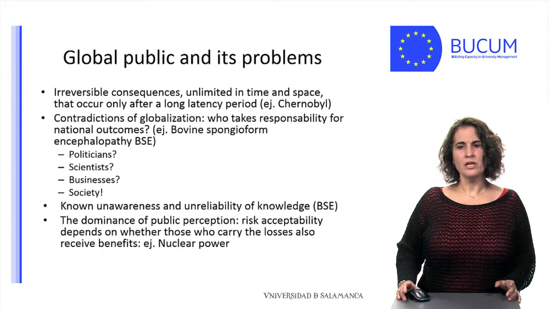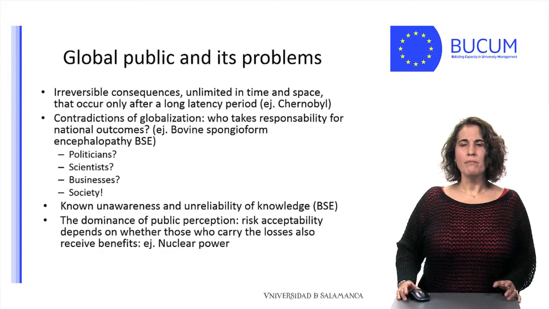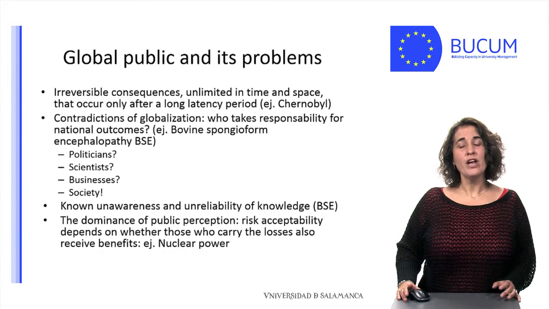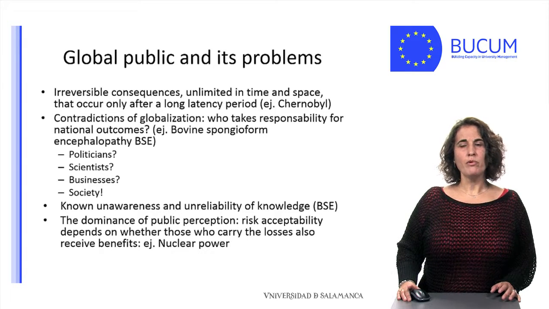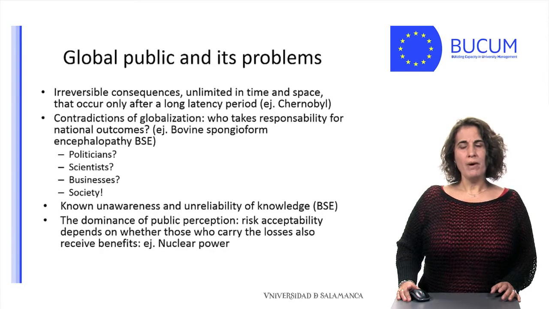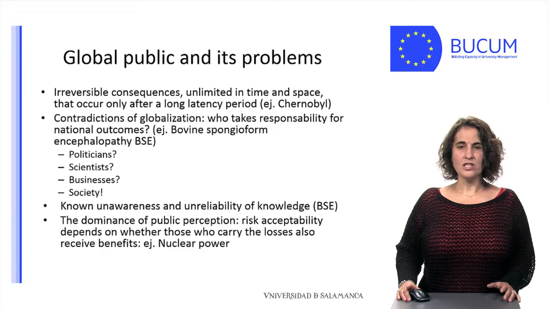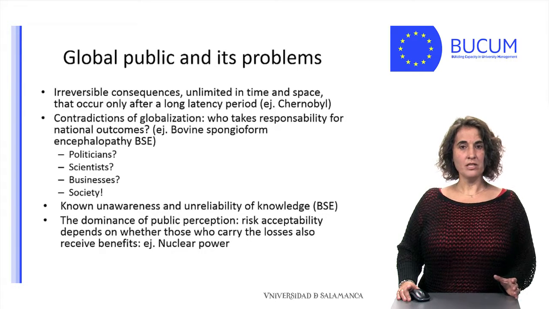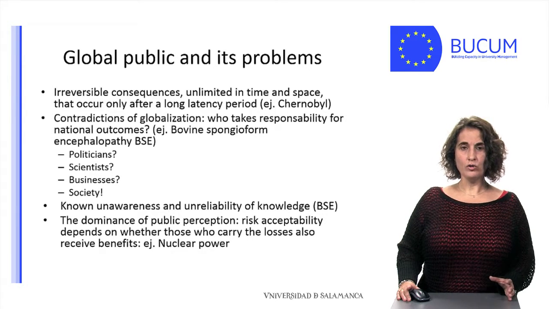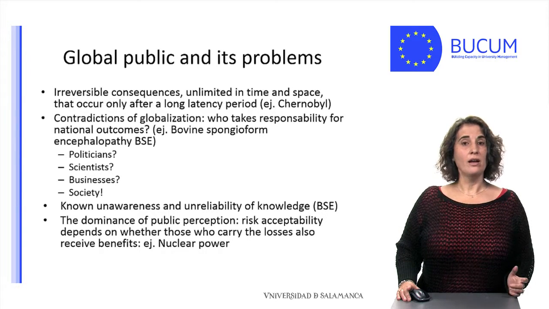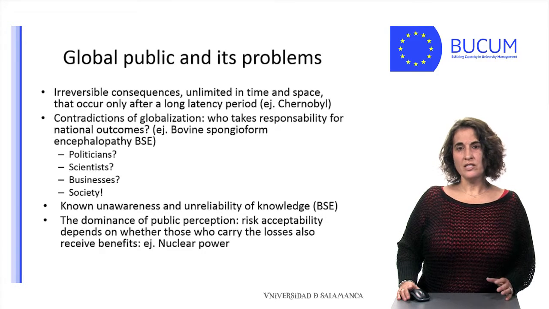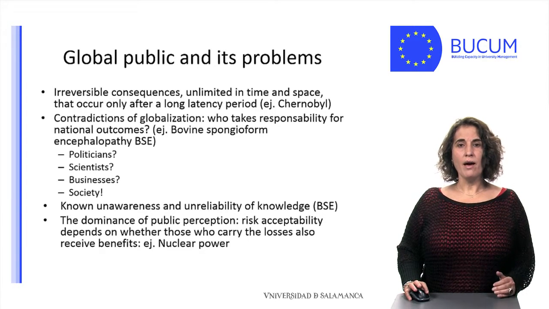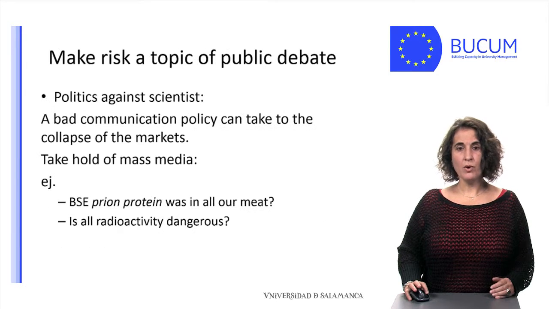The dominance of public perception is risk acceptability, because risk acceptability depends on whether those that are carrying the losses are receiving benefits as well. And again, a very common example we can discuss here is nuclear power. Nuclear power is very controversial. The ecologists are against nuclear power, but the people that are living close by a nuclear reactor are getting a lot of money from the government, because just by having a nuclear reactor close by, the communities receive a lot of money, and they have very low expenses related to electricity as well. So we can see benefits and contradictions about this nuclear power issue as well.